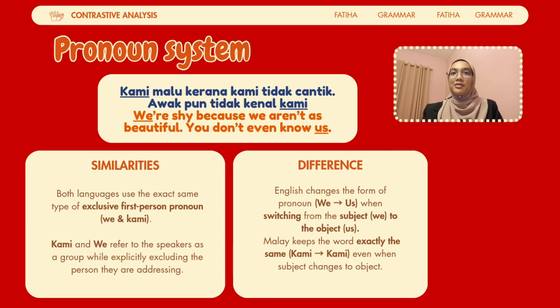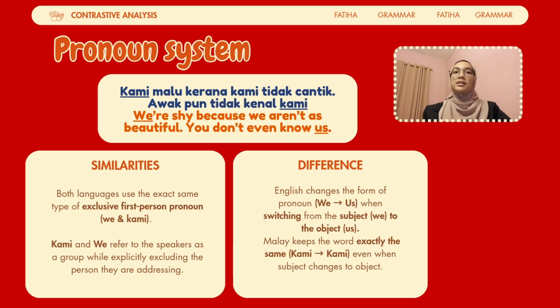Moving on to our next example, we are now looking at how pronouns function differently across Malay and English. Specifically, we are looking at the sentence, kami malu kerana kami tidak cantik, awak pun tidak kenal kami. And its English translation, we are shy because we aren't as beautiful, you don't even know us. So first, let's look at the similarity. In both languages, the pronouns being used serve the exact same linguistic function. They are both first person plural exclusive pronouns.